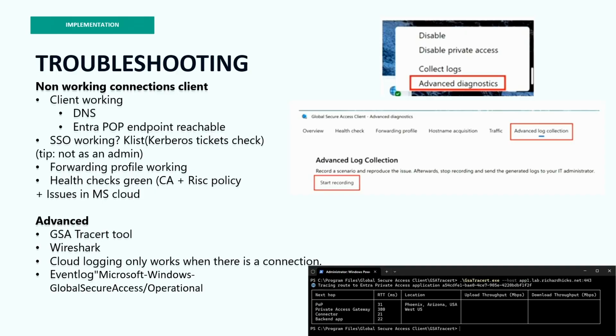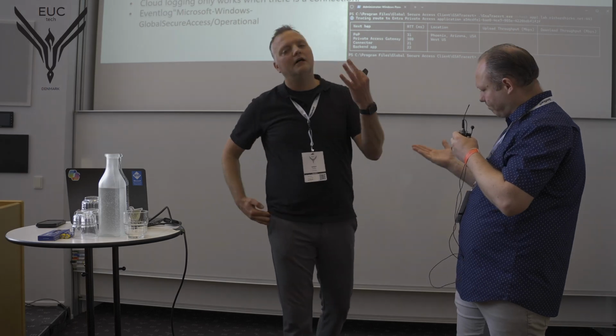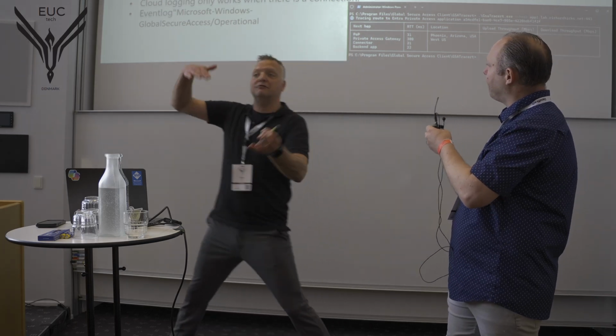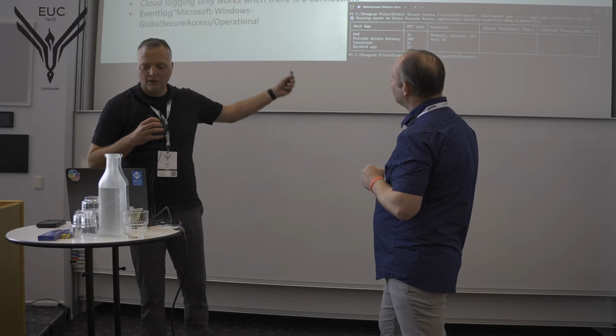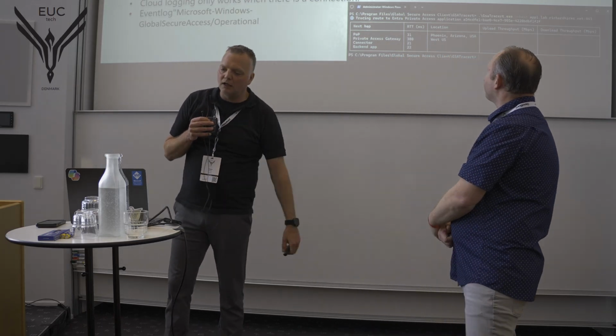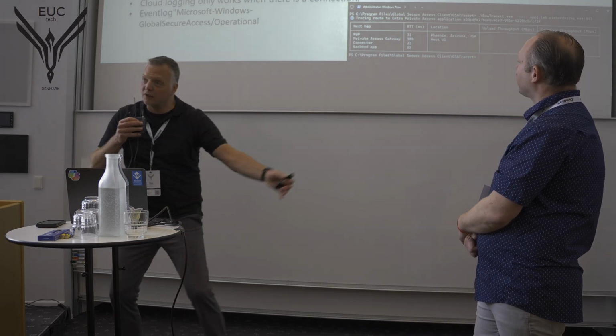Cloud logging only works when there is, of course, a connection, because otherwise it doesn't even get there. Information is not stored in the cloud, so we can't see any logging. So first you have to get the client connected to the cloud. And of course there are some event logs that you can check on the cloud side.